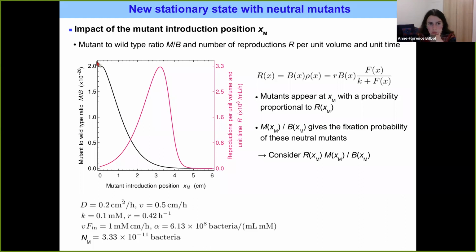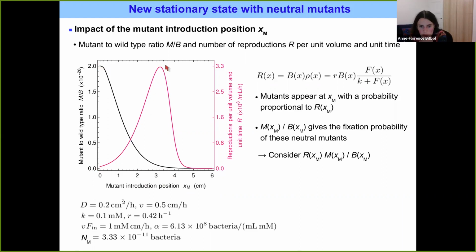And this ratio, when we look at it using this numerical resolution of our partial differential equation, has this shape which decays with xm. This is qualitatively quite natural because if a mutant appears close to the entrance, it has more time to divide before it's washed away from the system by the flow than a mutant that appears at the end. Okay, so that makes sense.